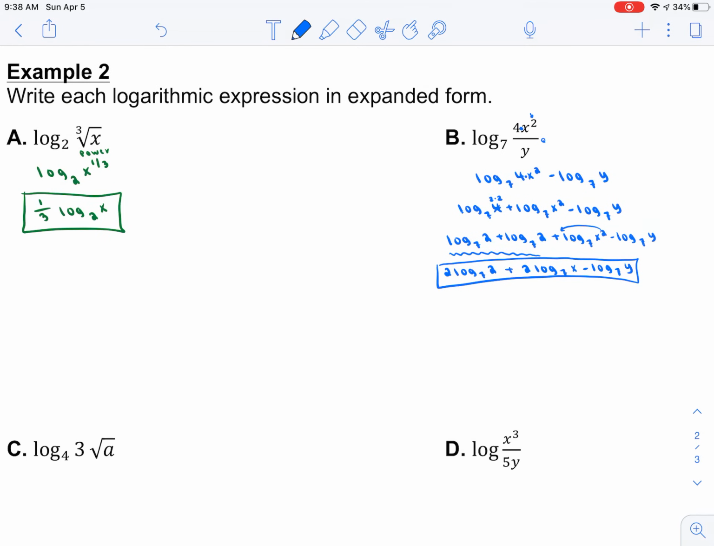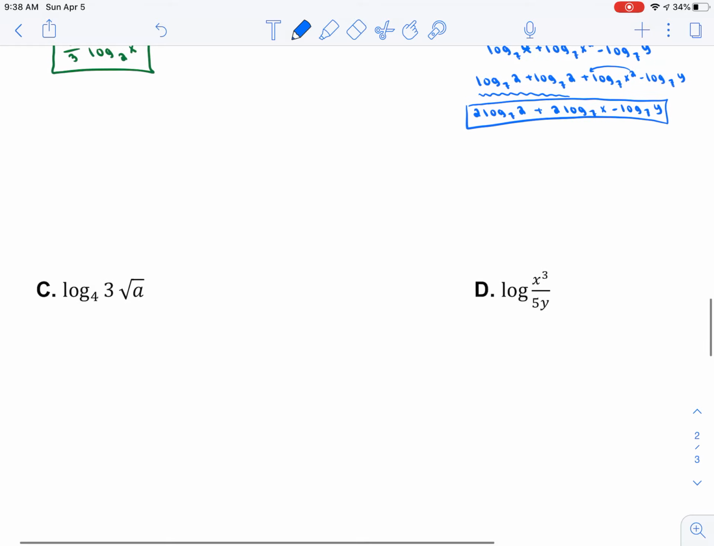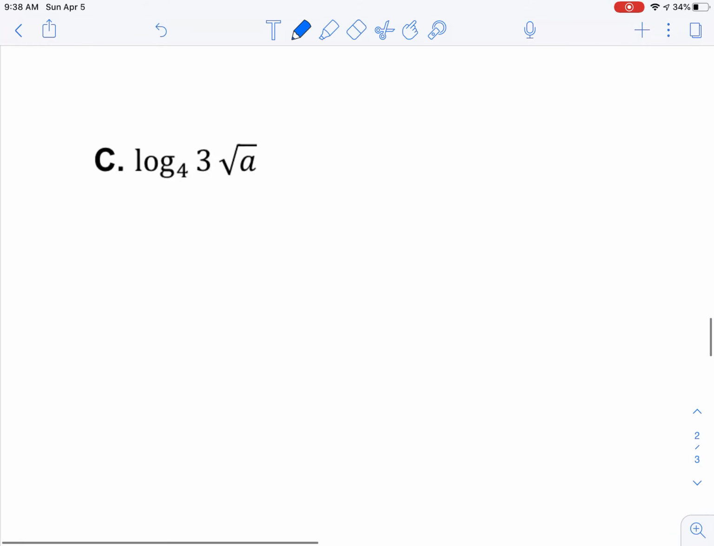That one is very tricky, and don't you worry, there will be more practice of that so you can make sure you really understand it.